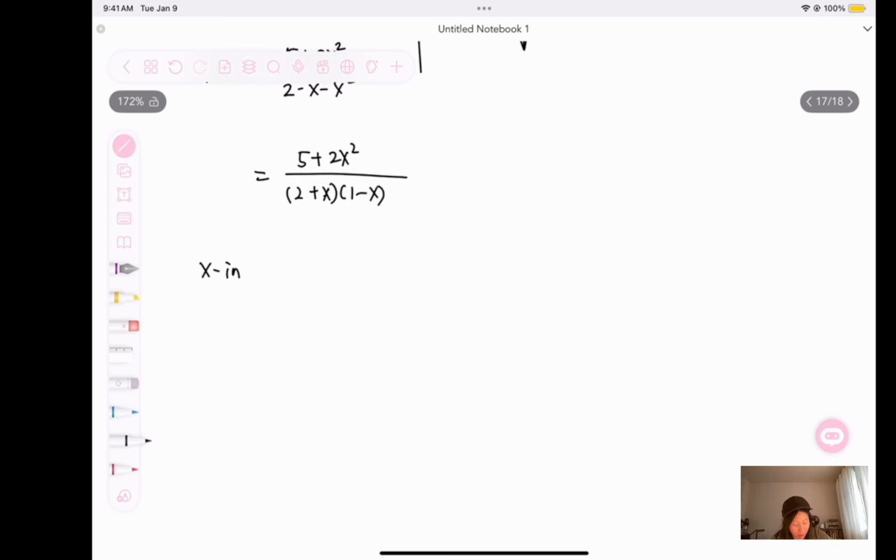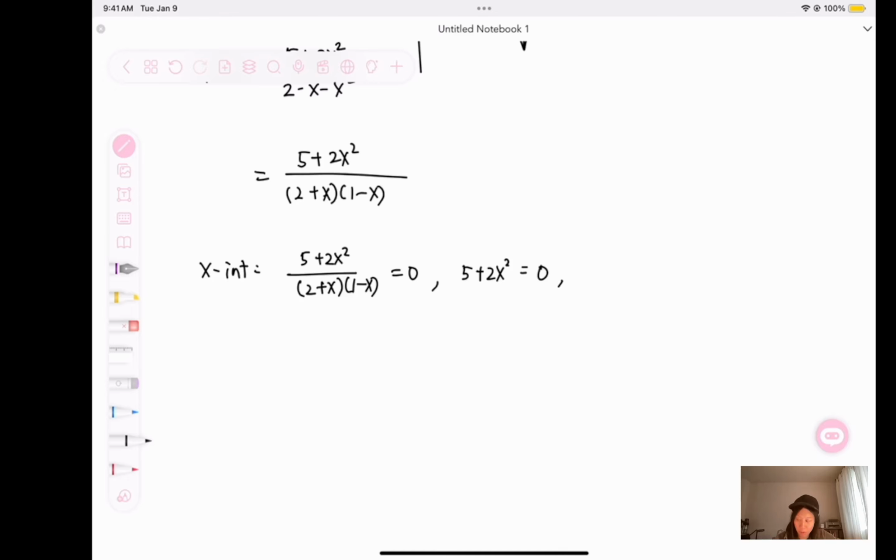Now, after you factor, it will be easier for the next steps. Let's find the x-intercept. The x-intercept is when y equals 0. So that means we want the function to equal 0. If the function equals 0, that means the numerator equals 0.